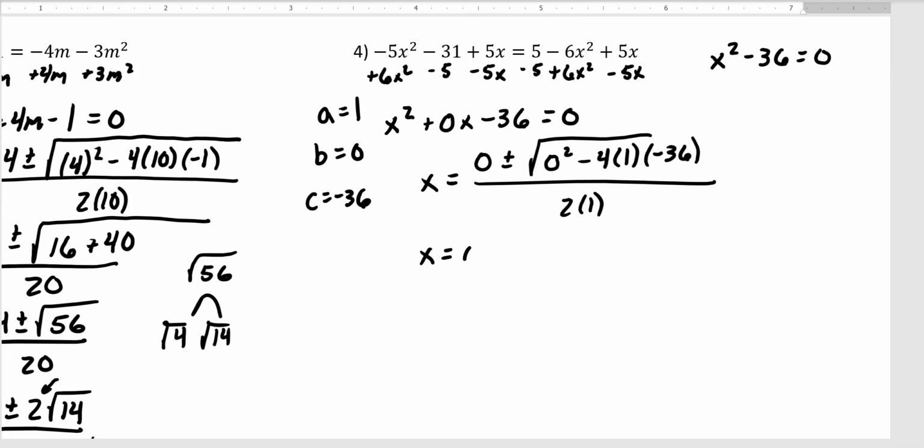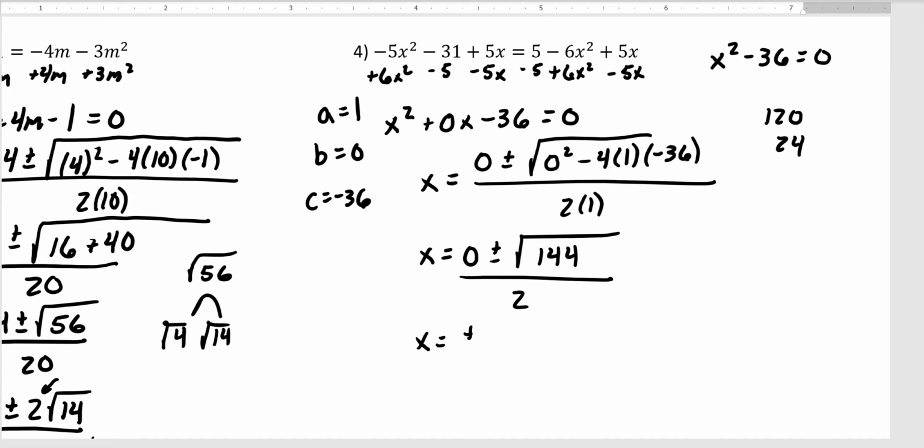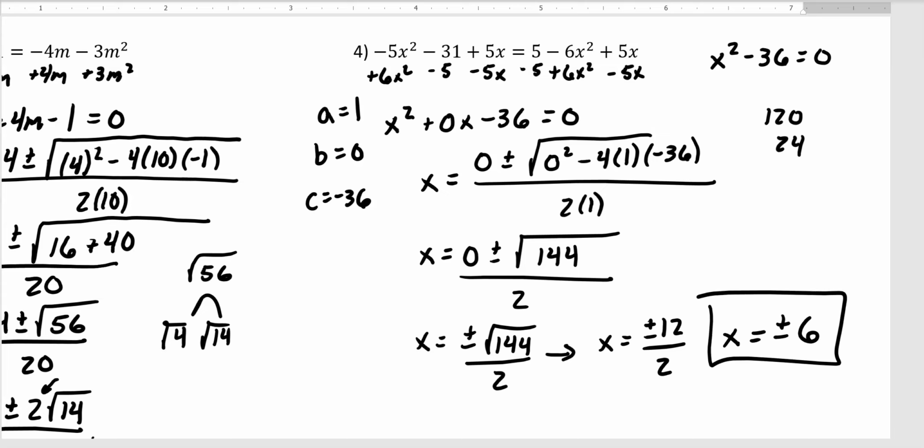So that means x equals 0 plus or minus, negative 4 times 1 is negative 4. Negative 4 times negative 36. Well, 4 times 30 is 120. 4 times 6 is 24. So we'd get 120 plus 24, and that is 144, all over 2. So x equals plus or minus the square root of 144 over 2. Well, 144, the square root of that is 12. So x equals plus or minus 12 over 2. And 12 over 2 is 6. That equals plus or minus 6. And those would be our 2 solutions for this quadratic equation.